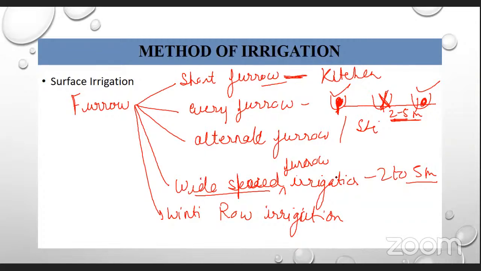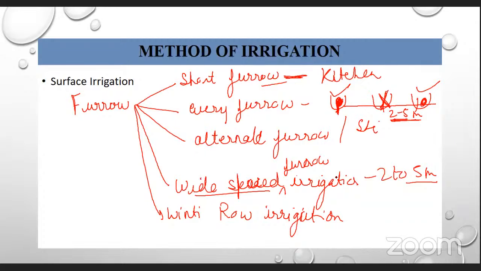And then the last one we are having is the within-row irrigation. Actually, this within-row irrigation slightly differs from every-furrow irrigation. Sometimes we have confusion about whether within-row irrigation or furrow irrigation will be used.